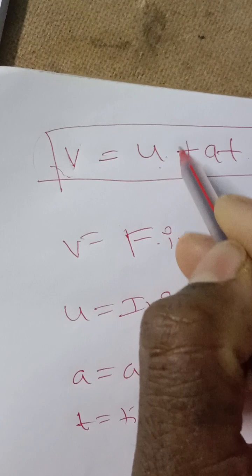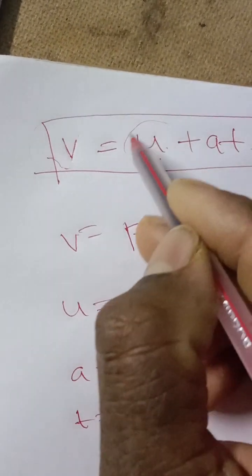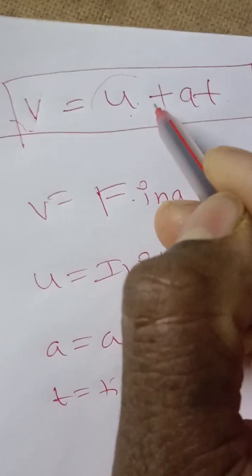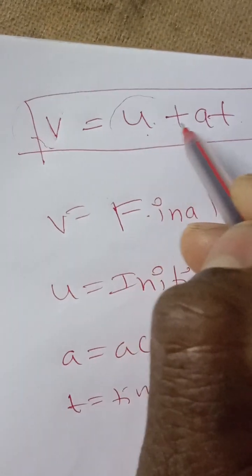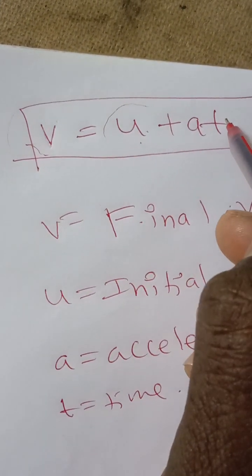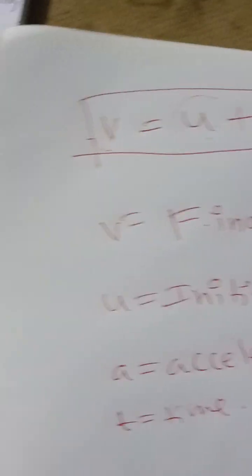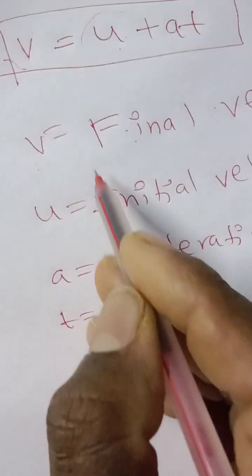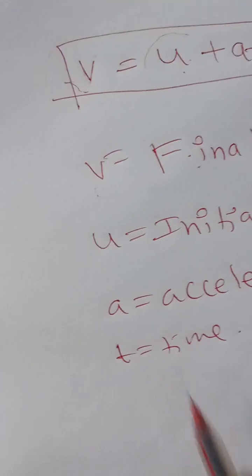Next, this is the initial velocity. u is called the initial velocity of an object. Next, a is the acceleration. Next, here t is the time. This is only the description.